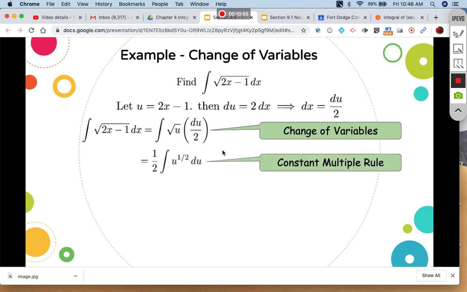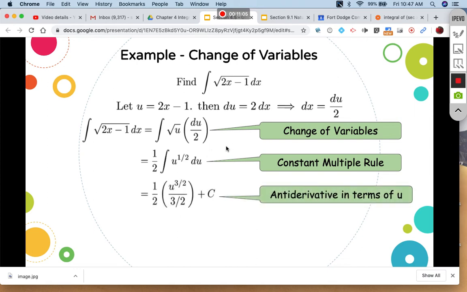Now I'm going to use the constant multiple rule, take the 1/2 out, change this to an exponent because that makes it easier. I can use my power rule. So I get 1/2 u to the 3/2 over 3/2, or 1/3 u to the 3/2 plus c. So change of variables deals with that. Do I have to then multiply, then divide to make that constant work? When we do it this way, we work it into it as we do it.